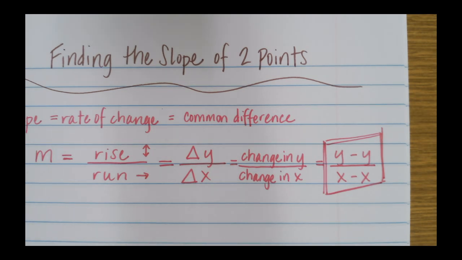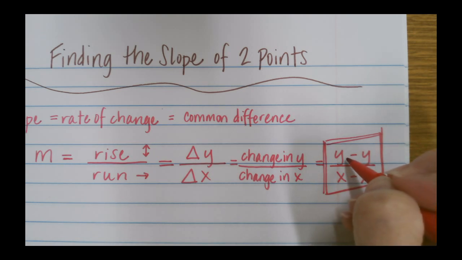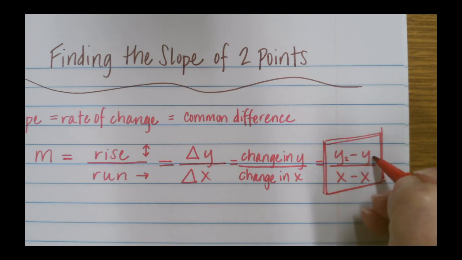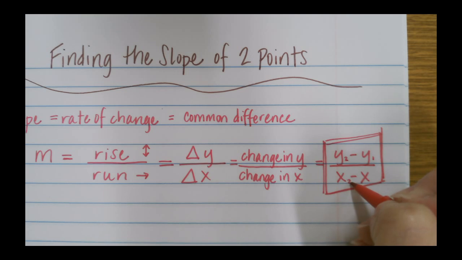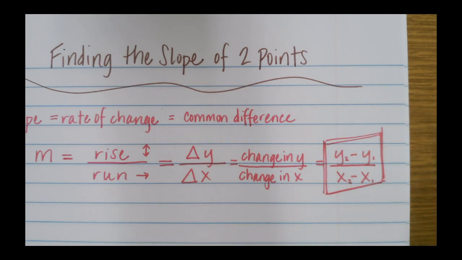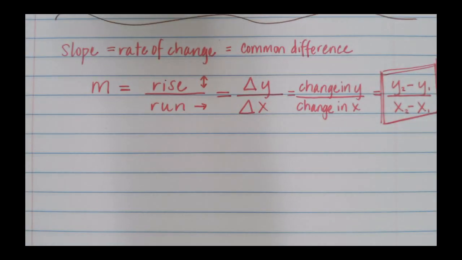Now, it's very common to see y2 minus y1 over x2 minus x1. But in a lot of ways, it doesn't matter. As long as you're consistent and you go in the same order, it doesn't matter which one you subtract first. All right, so let me show you some examples. And then I'm also going to show you an easier way, I think, to write it out.